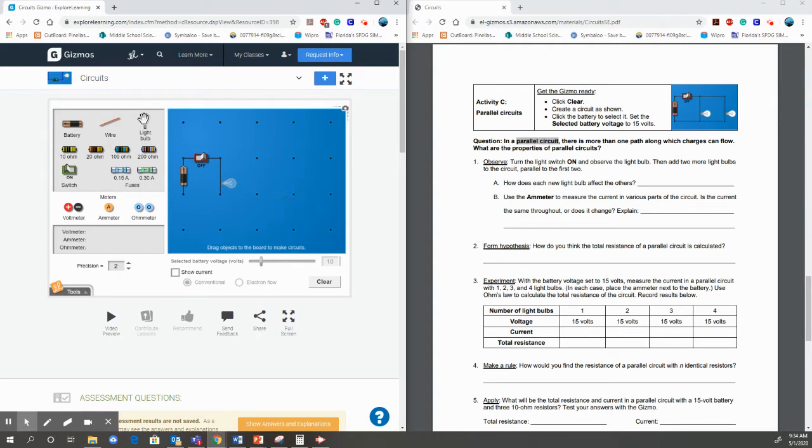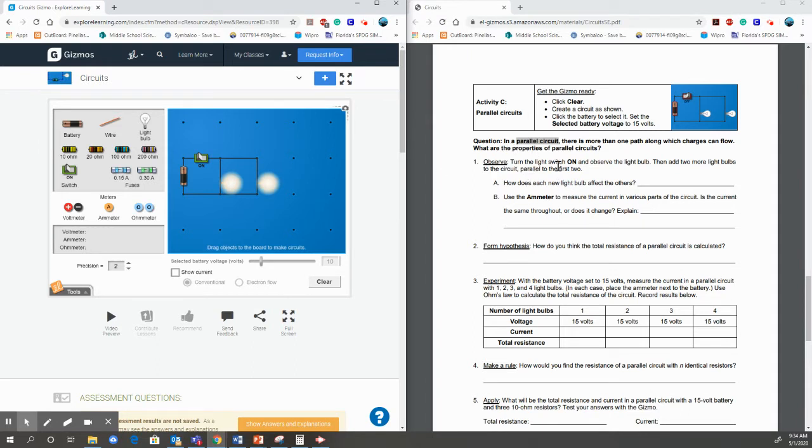And we want two light bulbs, and we're making them in parallel. They are parallel to each other, so we call that a parallel circuit. And then we connect everything with wires. All right, and we can turn it on. Beautiful. Now it says we are looking at what the properties of a parallel circuit are.